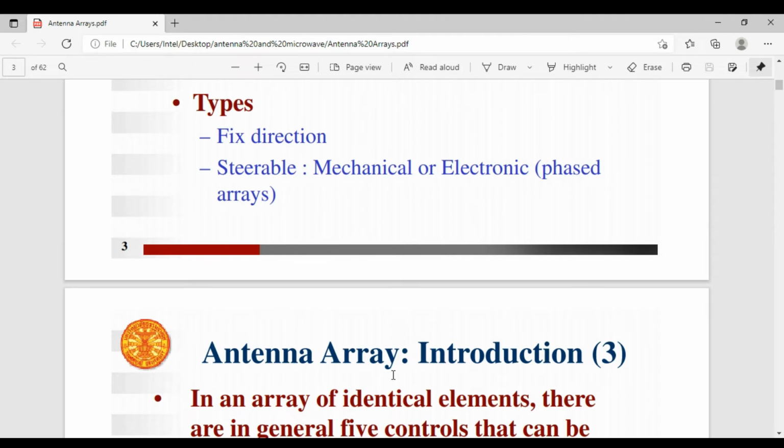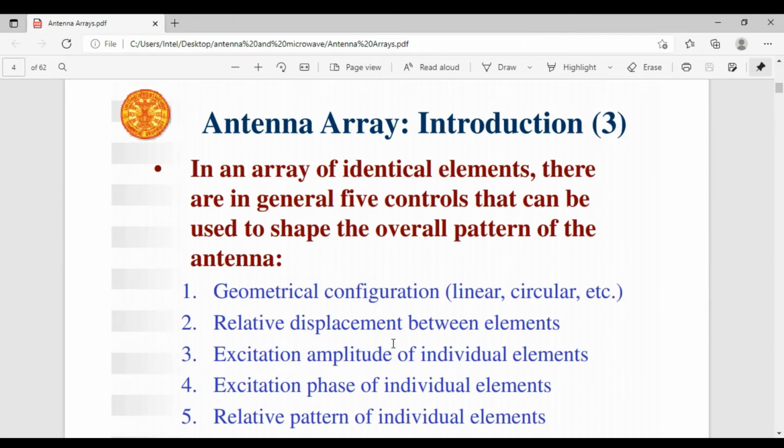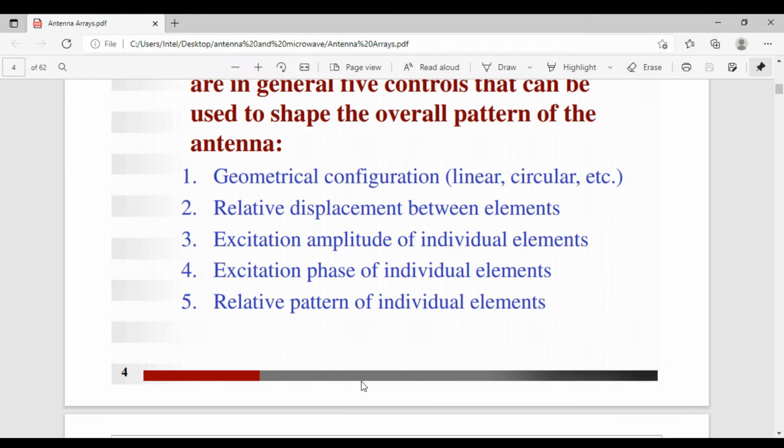by using antenna arrays. Next, in an array of identical elements, there are in general five controls that can be used to shape the overall pattern of the antenna. Geometrical configuration, that is linear, circular, etc. Then relative displacement between elements, excitation amplitude of individual elements, excitation phase of individual elements, relative pattern of individual elements.